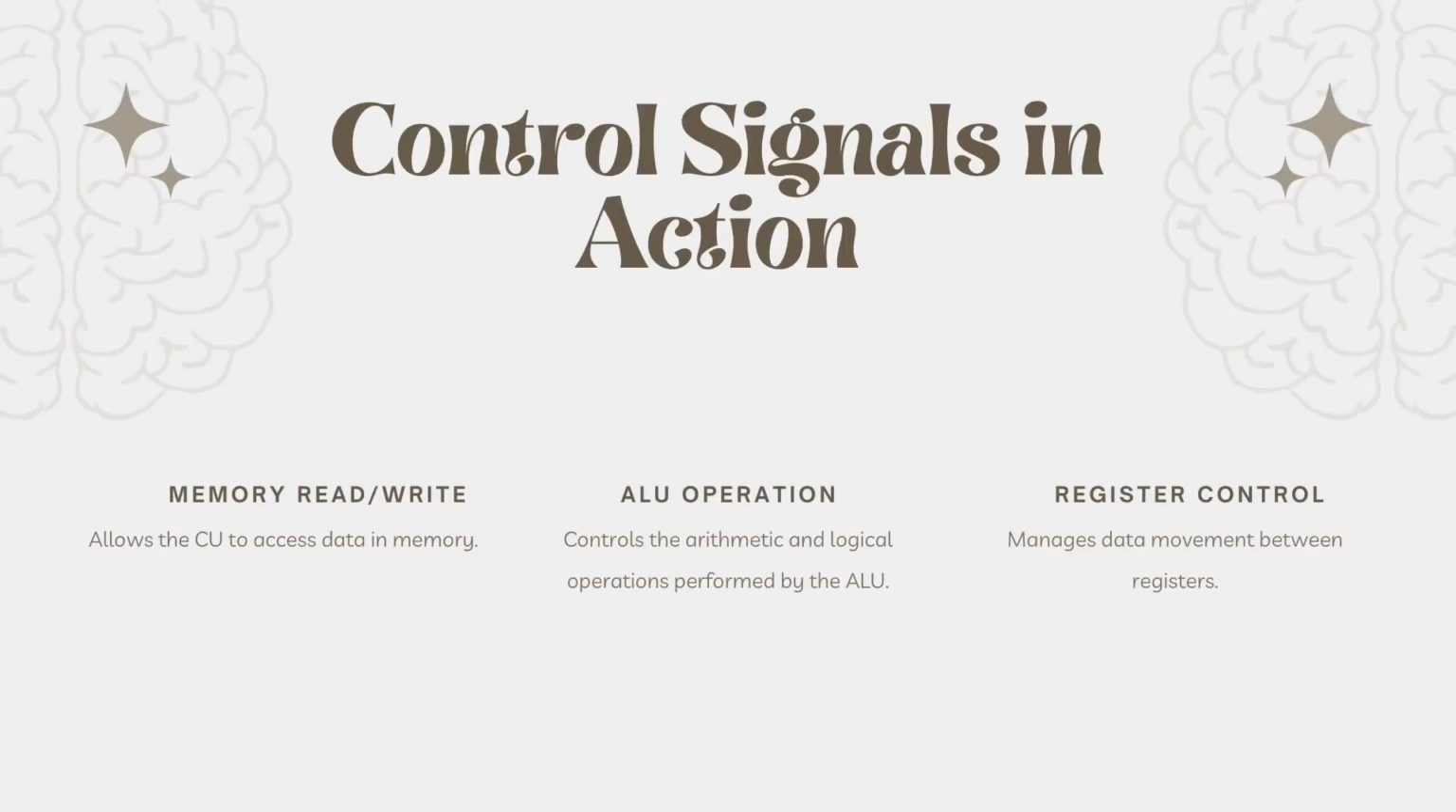Control signal in action. Number 1. Memory read or write. Allows the CPU to access data in memory. Number 2. ALU operation. Controls the arithmetic and logical operations performed by the ALU. Number 3. Register control. Manages data movement between registers.